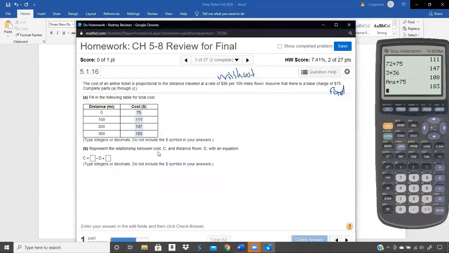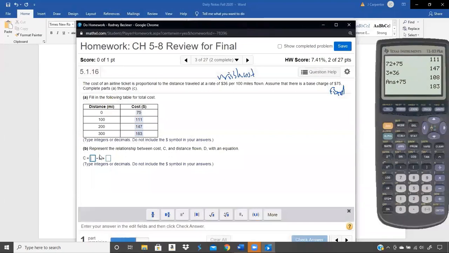Then they say to represent the relationship between cost and distance, and you'll notice that they don't just do a y equals kx setup or c equals kd setup. There's a plus a number because we have a variable amount and a fixed amount. So the thing that goes with the variable is the variable amount, the thing that's a per something. So that's the 36 going with the d, which is what we multiply by 1, 2, or 3 in these instances. And then the fixed cost is what we add that doesn't have a variable, so that's the 75.